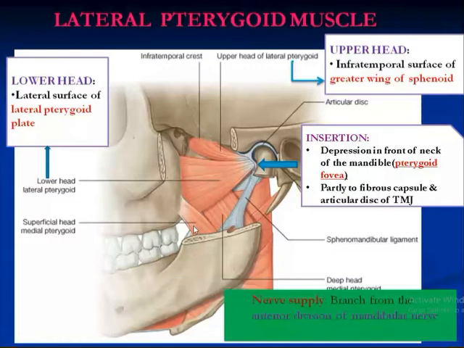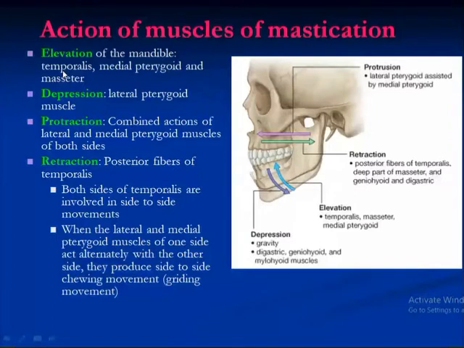Now next, see the protraction. The protraction is caused by the lateral pterygoid muscle, middle pterygoid muscle, and also by the masseter. But the retraction is mainly caused by the temporalis muscle, because the temporalis muscle is present slightly posteriorly and it has the insertion anteriorly. So this is going to pull the mandible posteriorly, that is known as retraction. And side-to-side movement is the combined action of all those muscles. The lateral and the middle pterygoid muscle of either side will act at the same time and they are going to produce a side-to-side movement.